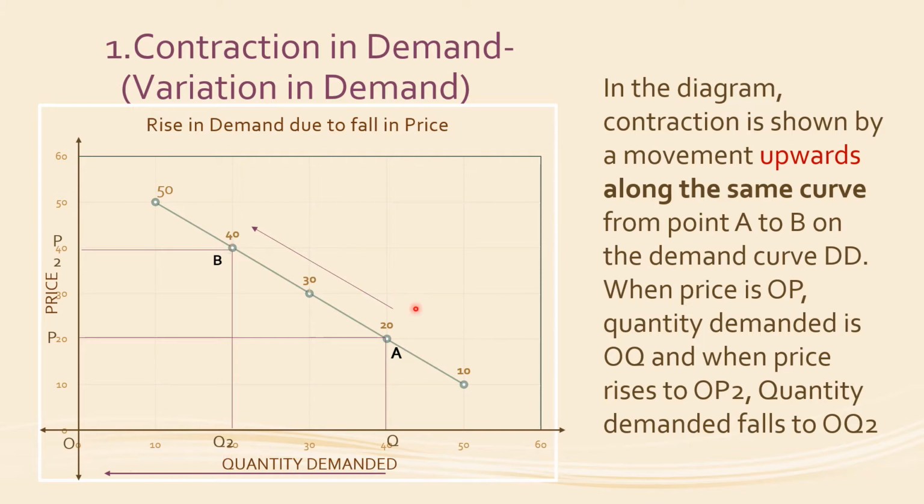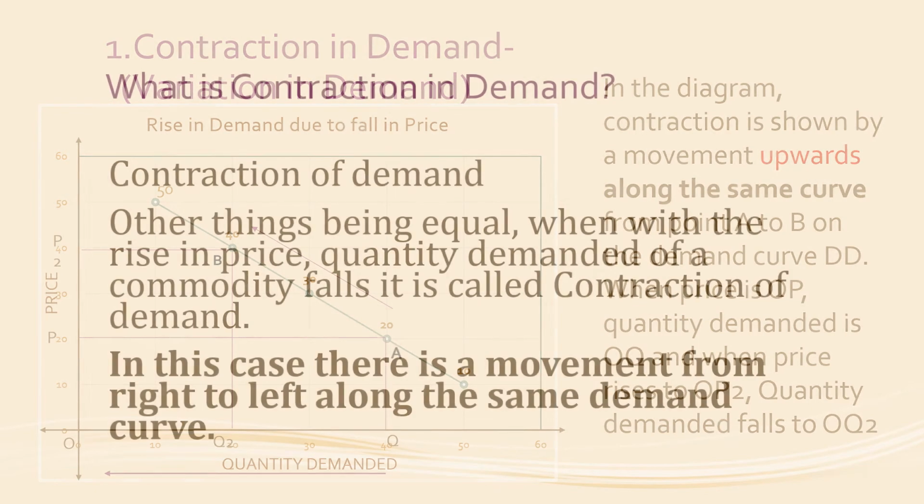So here we see there is a movement upwards from right to left, from a point A to a point B on the same demand curve. And that comes about because price rises from OP to OP2. As a result, quantity demanded falls from OQ to OQ2. This is an illustration of the contraction in demand.